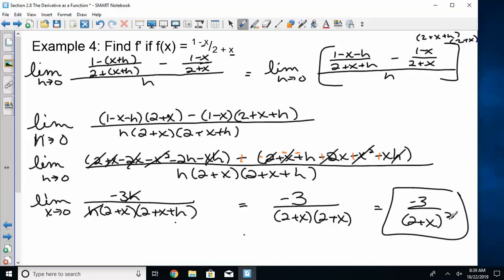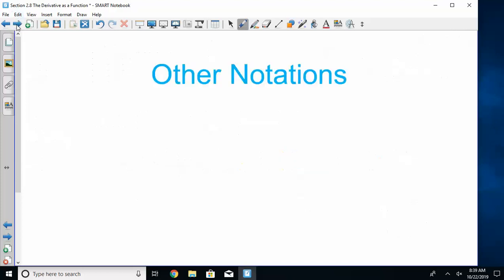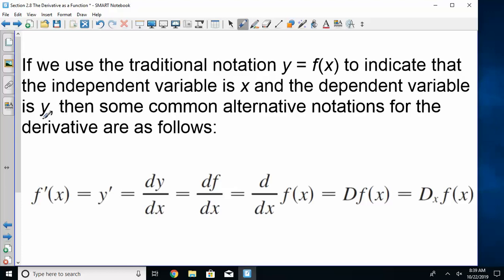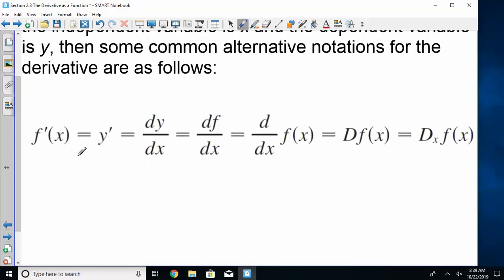The piece that we're going to look at tomorrow are some of the different notations we might see. We are used to saying f prime of x if our original equation is f of x. If our original equation is y, we could call that y prime. We're also going to see any number of these other things show up. The dy dx, that means the derivative of y in terms of x. df dx, the derivative of the function f in terms of x.